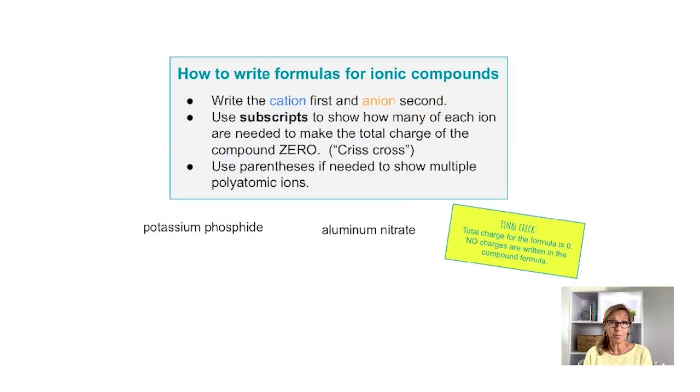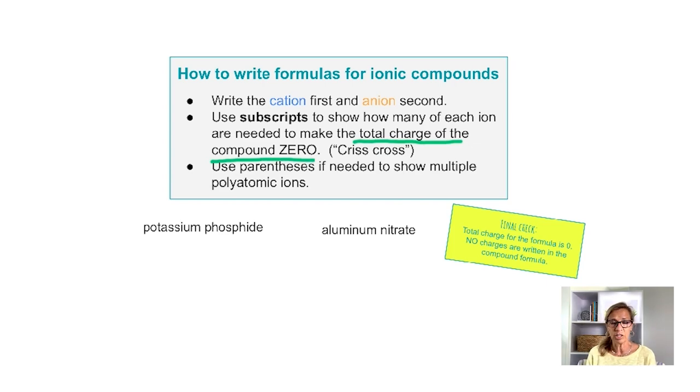How do you write the formulas for ionic compounds? Well, these are the rules. You may want to copy those down. First, you're going to write the cation and anion, and then we're going to put those subscripts in there to show how many of each. And here is the whole deal. The total charge of this compound has to be 0.